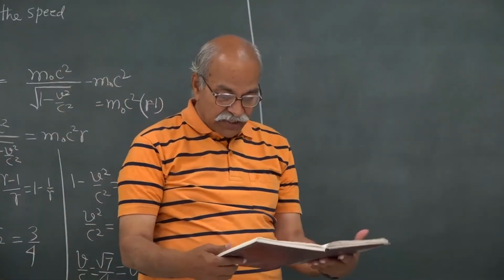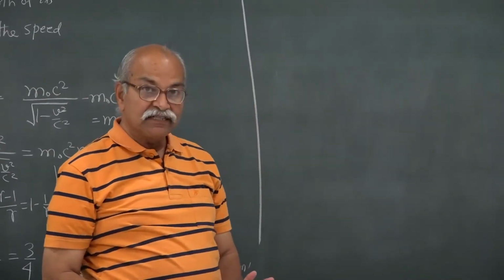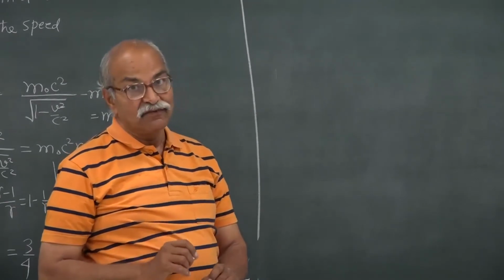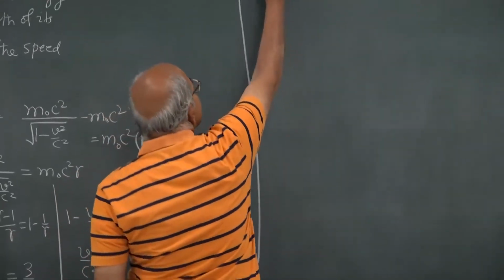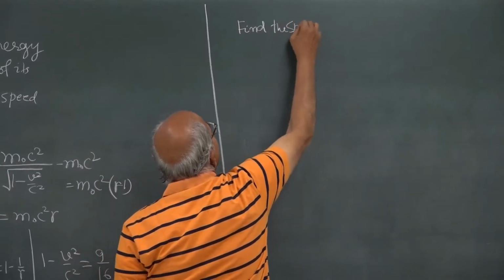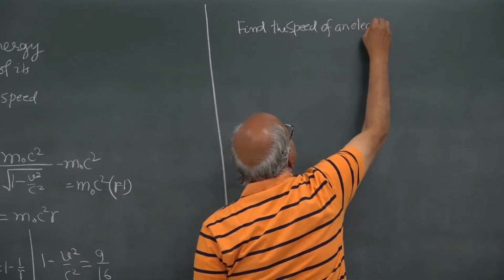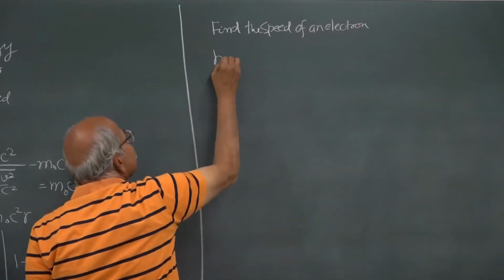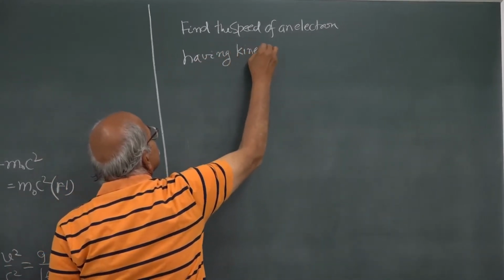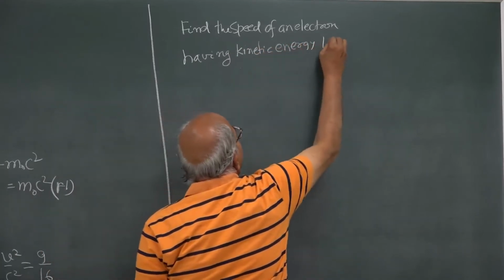So, our next question is very similar to the previous one. Again we have to find the speed of the electron and this time the kinetic energy given is 1 mega electron volt. So, the question is: find the speed of an electron having kinetic energy one MeV.